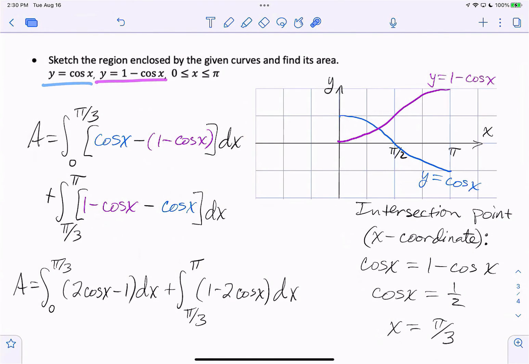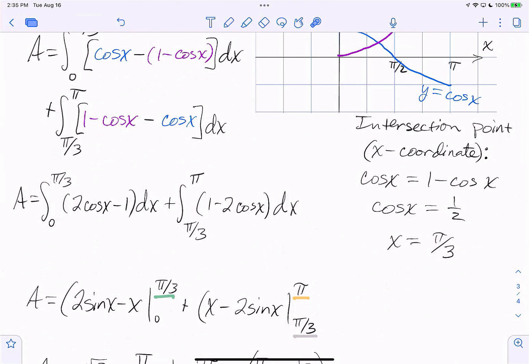So for my integral, from 0 to pi over 3, we've got cosine of x minus 1 minus the cosine of x. Then from pi over 3 to pi, y equals 1 minus the cosine of x is larger. So my integrand for that interval from pi over 3 to pi is 1 minus cosine of x minus cosine of x dx. If you were on the right track, then just keep watching. And if not, go ahead and pause it, finish it. I'll wait a beat so you can do that.